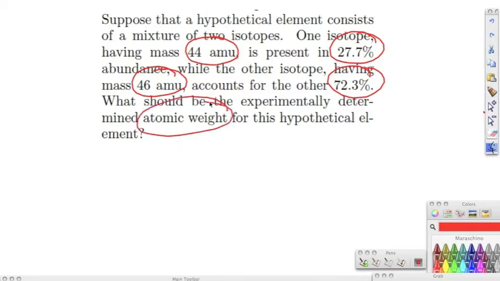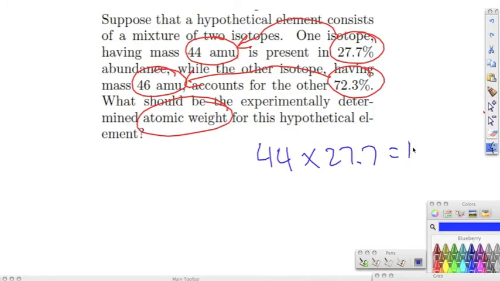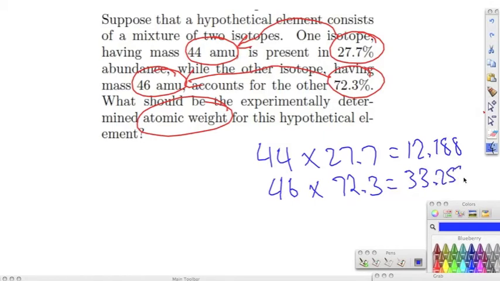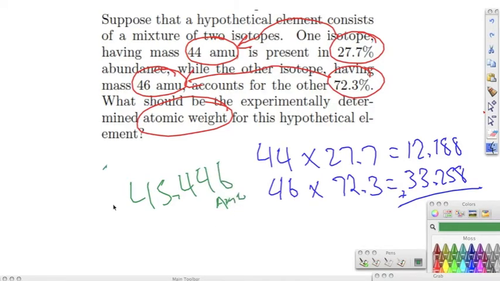Whenever we're finding atomic weight or atomic mass, all we do is we multiply the percent by the AMU and we add them up. So what we should get is we should get 44 AMUs times 27.7, which would give us 12.188, and then 46 times 72.3, which would give us 33.258. We add both of those guys up, and we should get an answer of 45.446, and that would be AMUs.